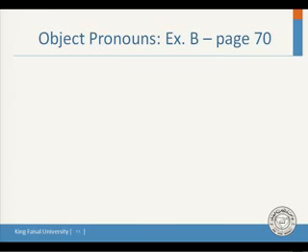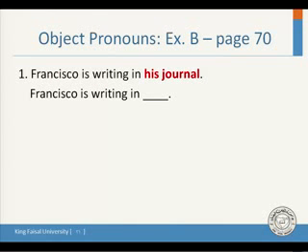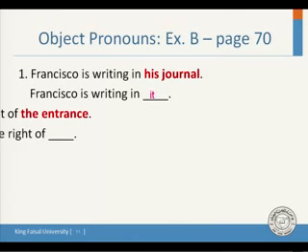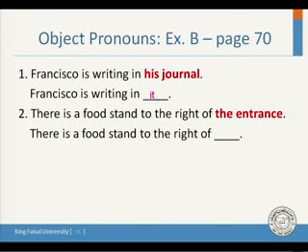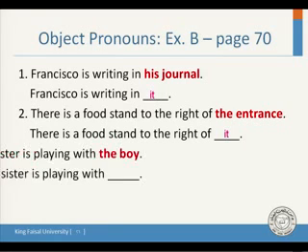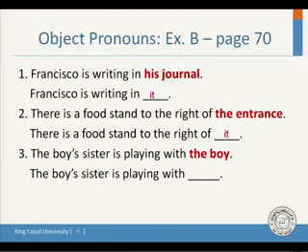Let's do an exercise on the object pronouns. Francisco is writing in his journal. His journal. Object. Francisco is writing in what? In it. Number 2, there is a food stand to the right of the entrance, the gate, the door of the park. There is a food stand to the right of it. The entrance, it. The boy's sister is playing with the boy. So the boy's sister is playing with him.